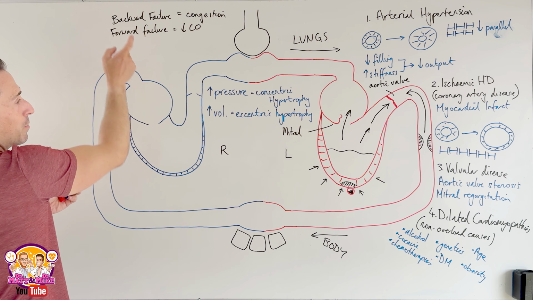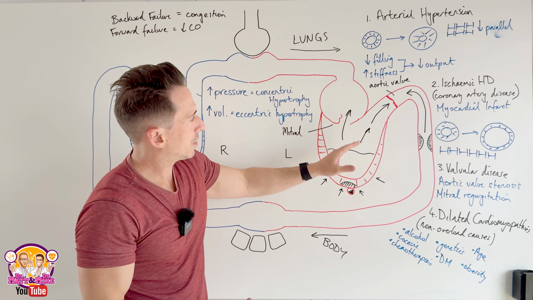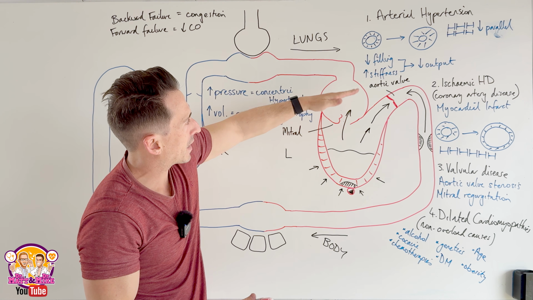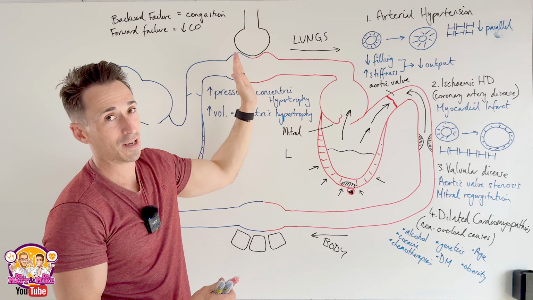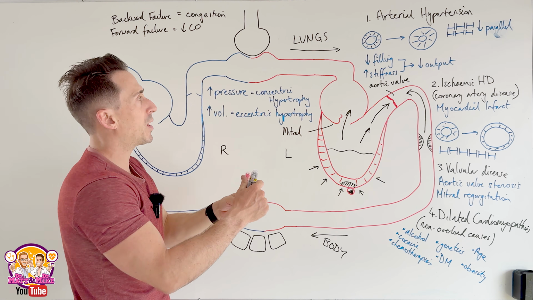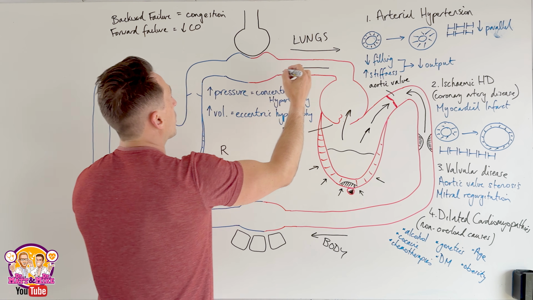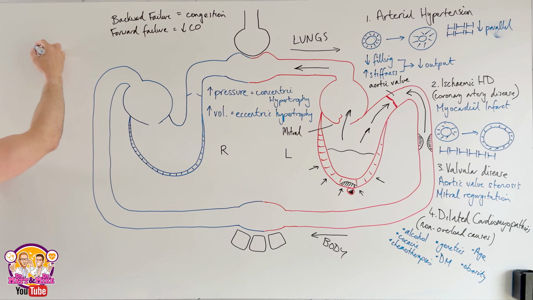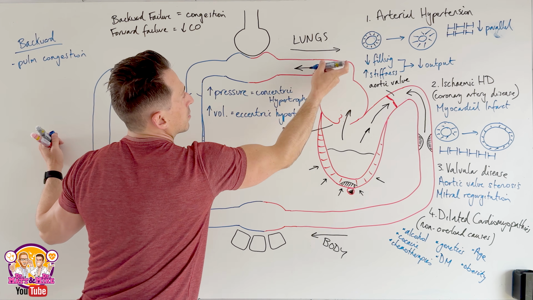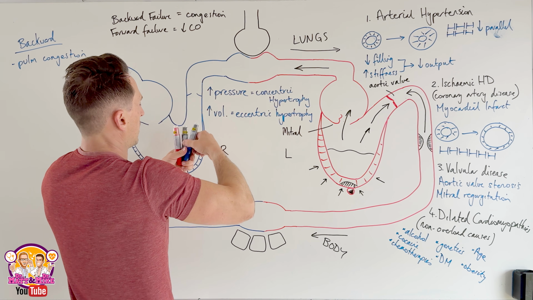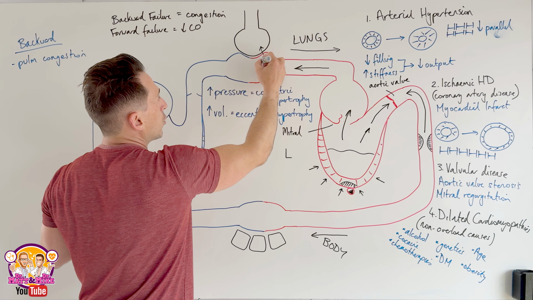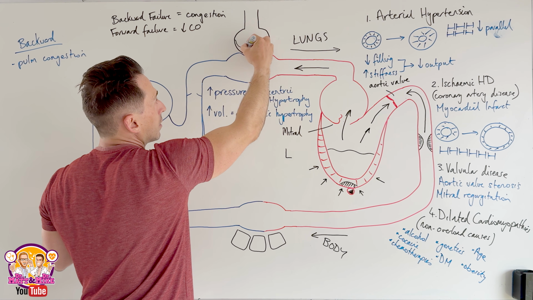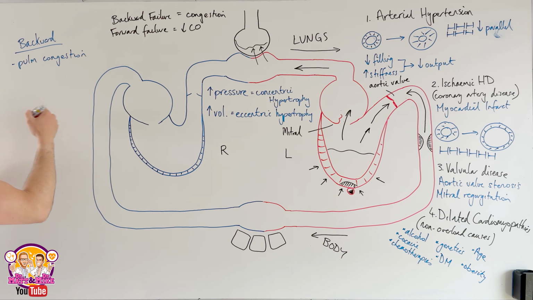So let's think about this. First, let's start with backwards failure. If you've got blood not ejecting and it backs up into the pulmonary circulation here, think about that. This is coming from the lungs. This blood backs up into the pulmonary, and you get pulmonary congestion, right? So what you can get for backwards failure is pulmonary congestion, which means the blood is just backing up into the pulmonary circulation, but then it gets into the capillary bed and fluid will leak out into the alveoli, right? And that fluid accumulation is pulmonary edema.